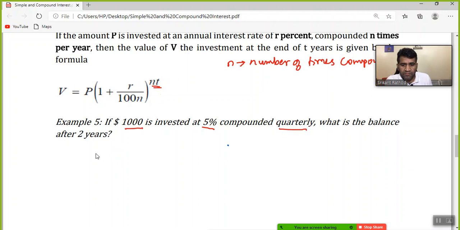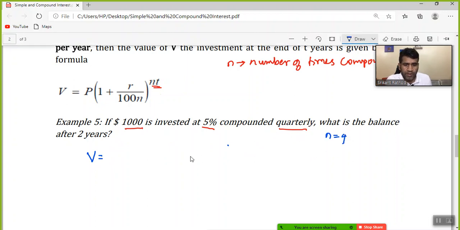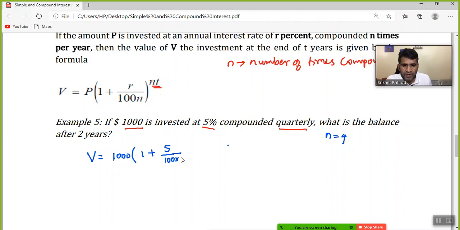Now, for the value after a time period of 2 years, compounded quarterly, it means the value of n is going to be 4, right? So substitute here: 1,000 times (1 plus 5 divided by 100 times 4), because it is 100n, to the power 4 times 2, because the time period here is 2. So we get 1000 times (1 plus 5 divided by 400) to the power 8. Right, just don't cancel these zeros, okay? It's going to be wrong.